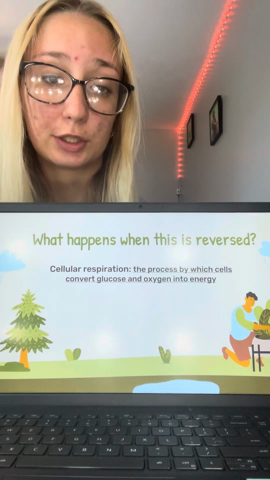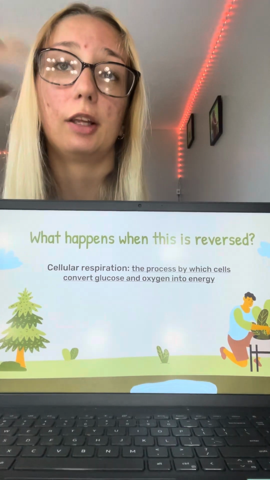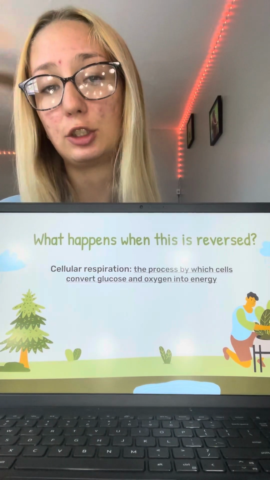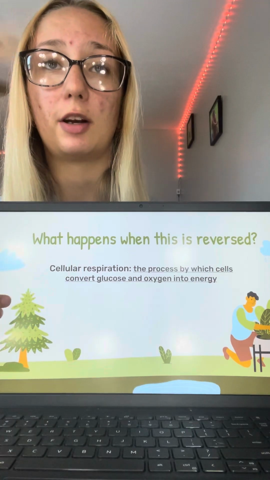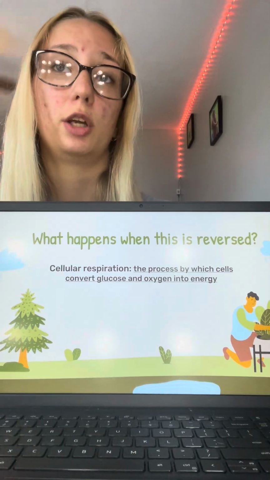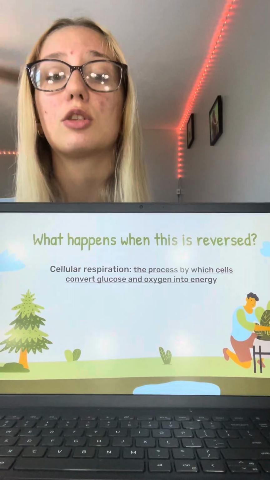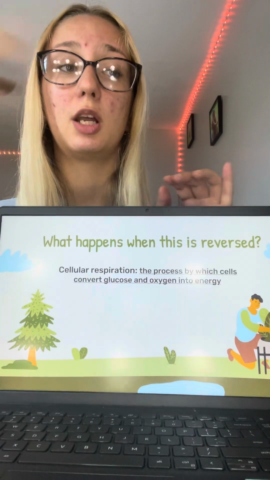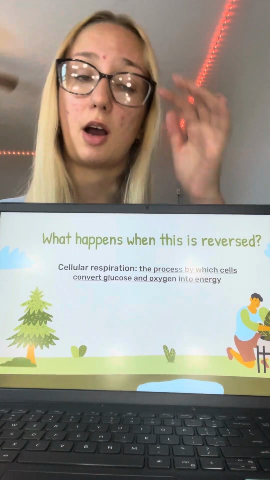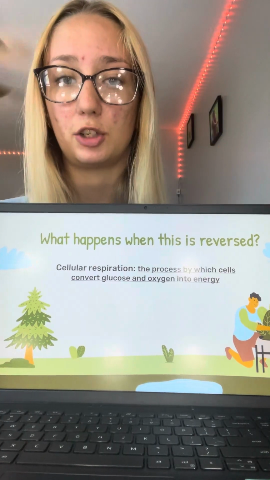And then if you reverse the reaction, you get cellular respiration, which is what we as humans do. Cellular respiration is the process by which cells convert glucose and oxygen into energy. So cellular respiration and photosynthesis are just flipped examples of each other.